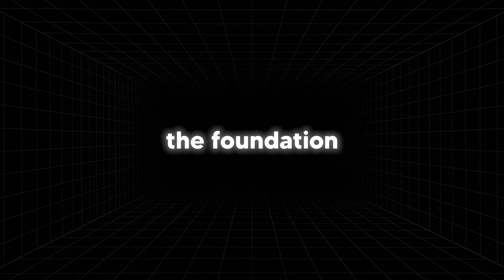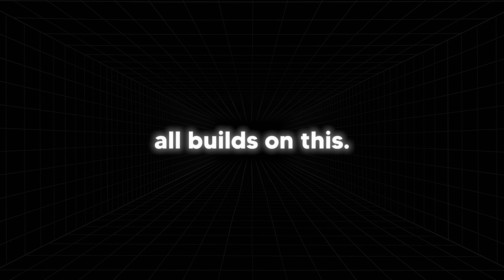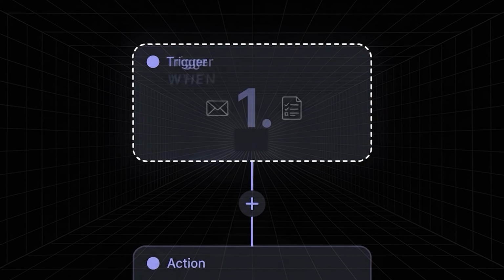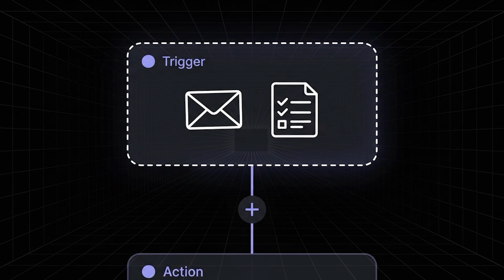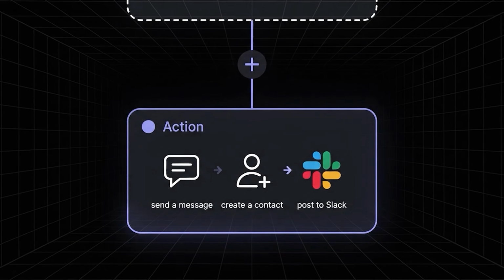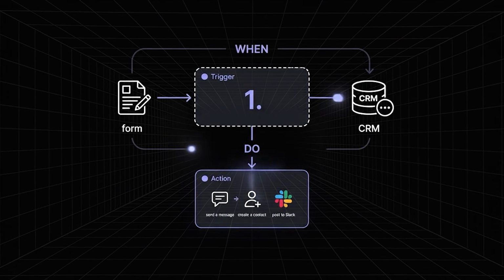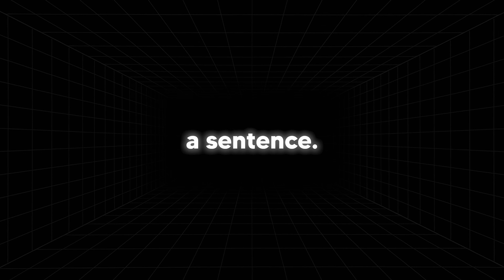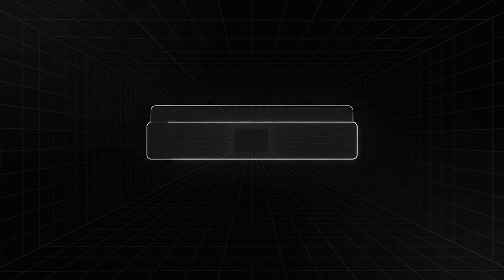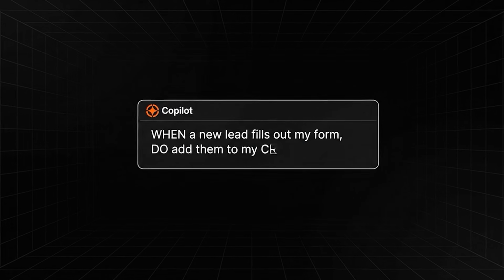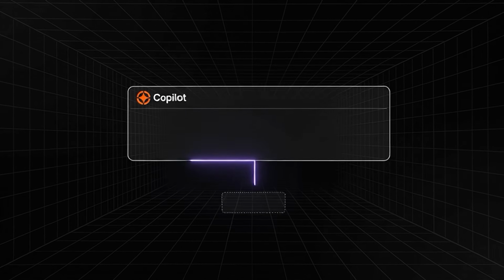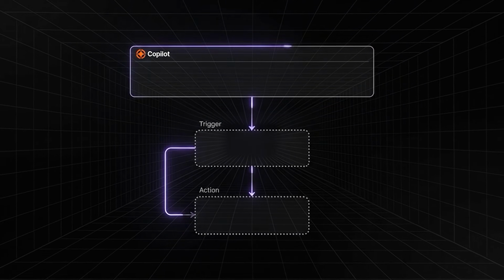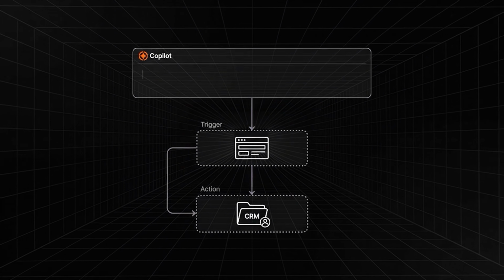Part 2, zaps and agents quickly. So let me show you the foundation in about a minute because it all builds on this. A zap has two parts, a trigger and an action. The trigger is the when, a new email, a new form submission. The action is the what. Send a message, create a contact, post to Slack. So a zap reads like a sentence. When a new lead fills out my form, add them to the CRM. That's it. And the fastest way to build one now is to describe it to Zapier's Copilot in plain English, and it lays out the trigger and actions for you.